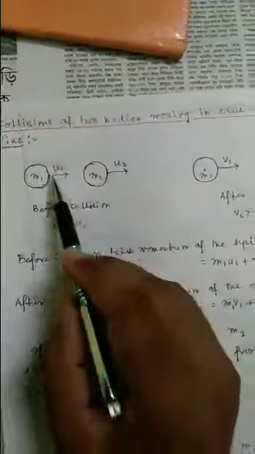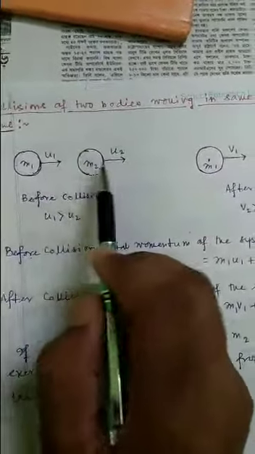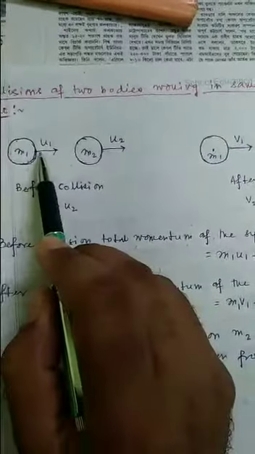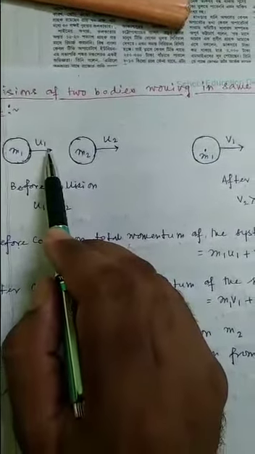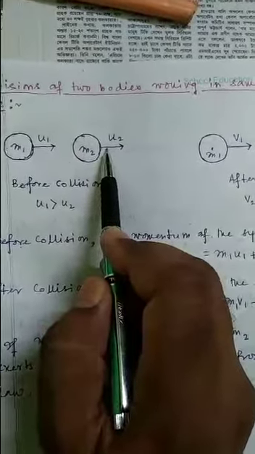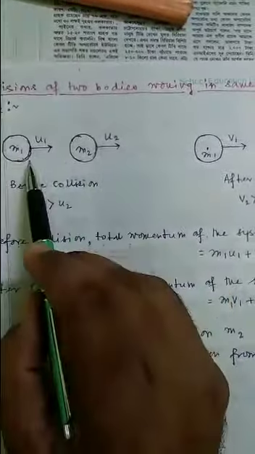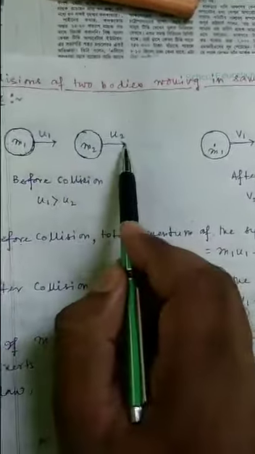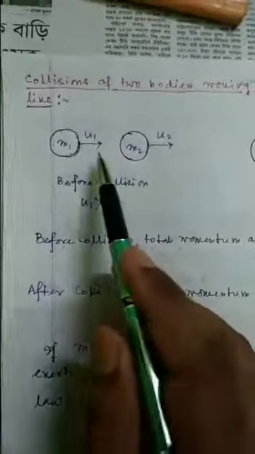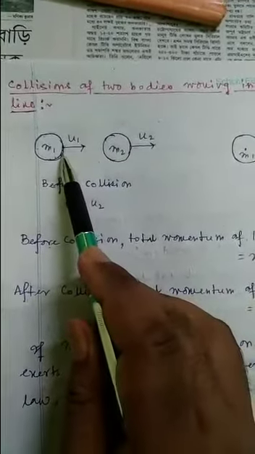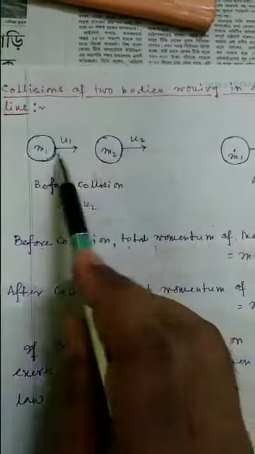So we consider here two bodies having masses m1 and m2. m1 is moving with velocity u1. m2 is moving with velocity u2. Here the velocity u1 is greater than u2, and they are moving along the same straight line. So definitely after some time they will collide, because the velocity or speed of this body is greater than this. So they will collide.